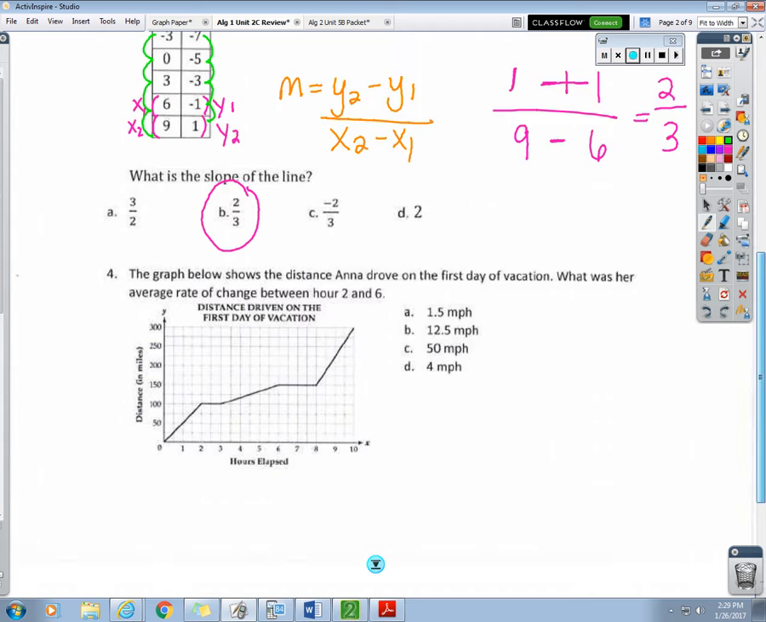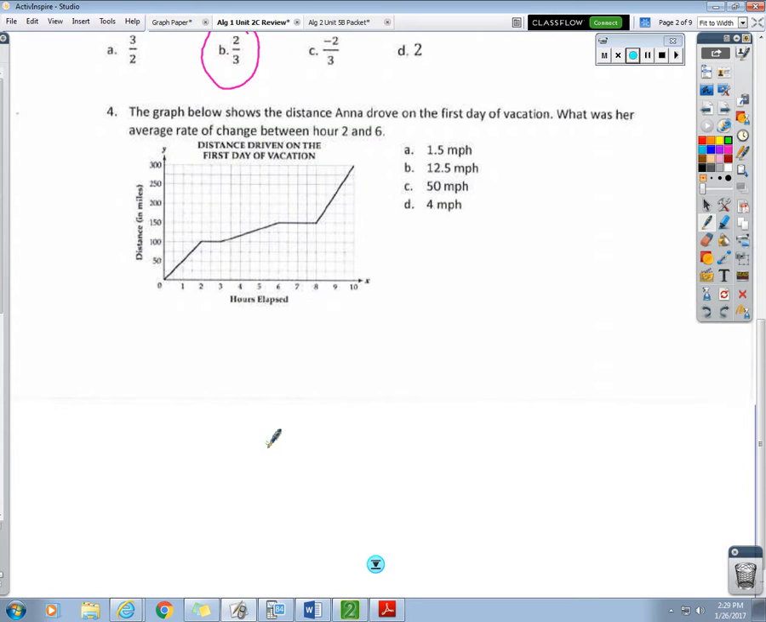Okay, number 4. The graph below shows the distance and I'm going to change this to road, like rode a bike, because of these answers, only that one really makes sense for driving, and that's not the right one. So I'm going to say road, because she's riding a bike on vacation. What was her average rate of change between hours 2 and 6? Well, what are they asking for when they ask for average rate of change? Slope. They're asking for slope.